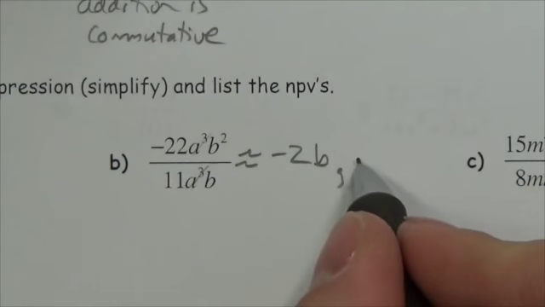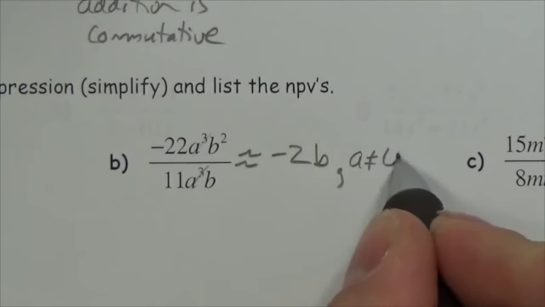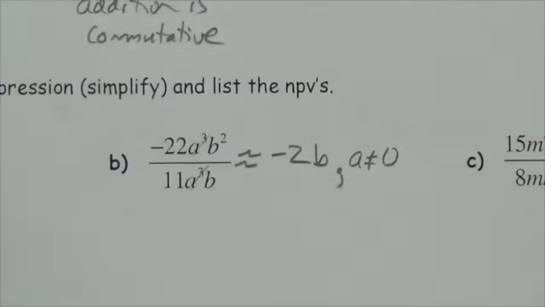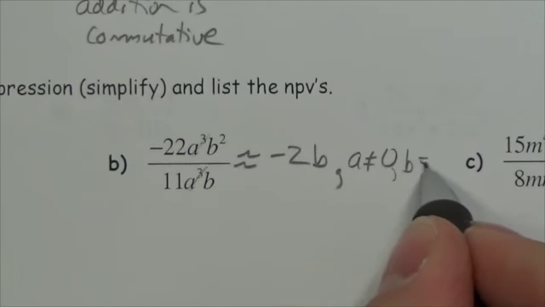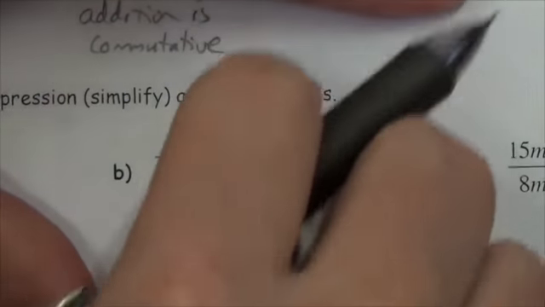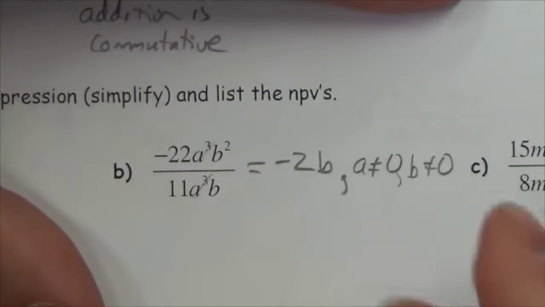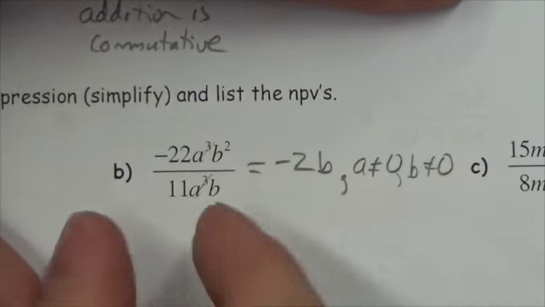They don't become equal until I state, notice that a can't equal 0. Okay, it's its own factor in the denominator. B can't equal 0 for the same reason. And as soon as I state those two, the right-hand side is now equal to the left-hand side.